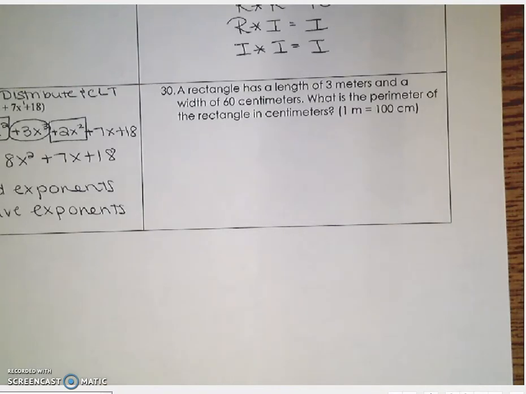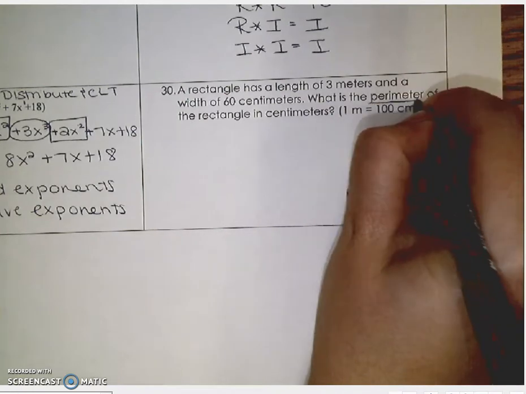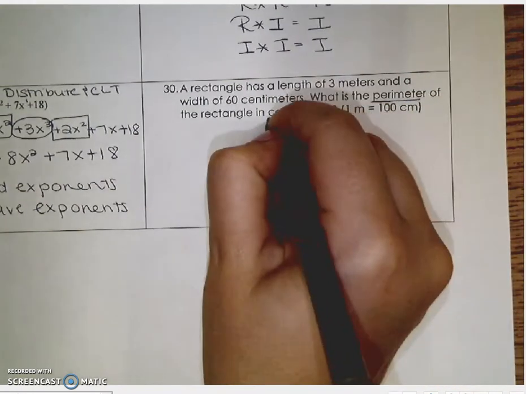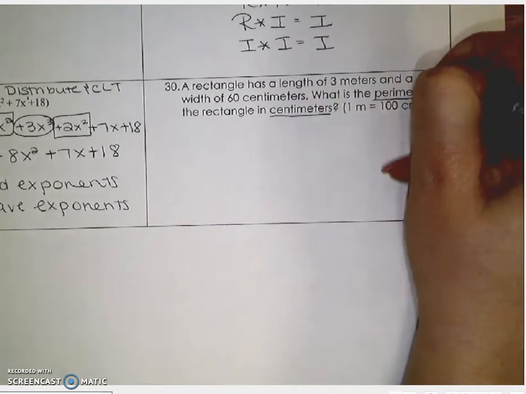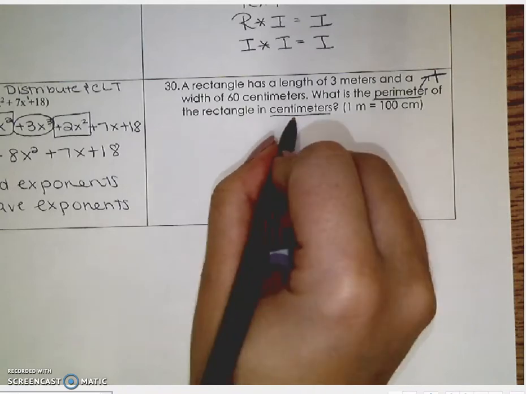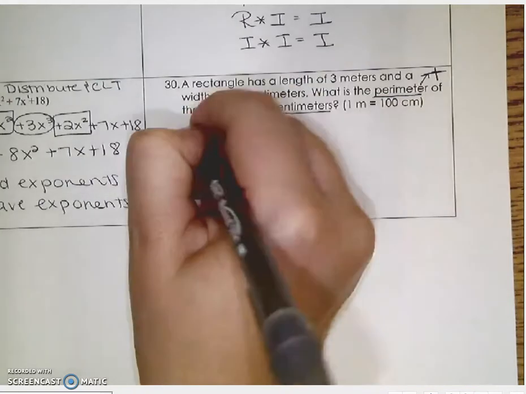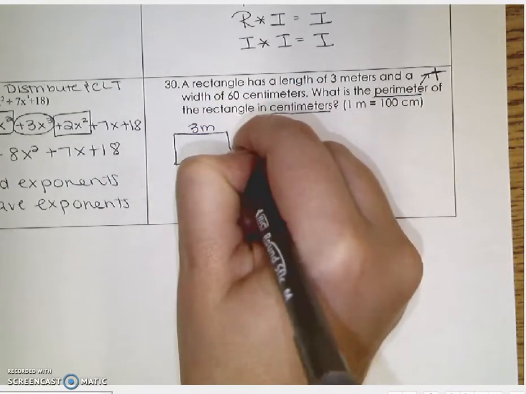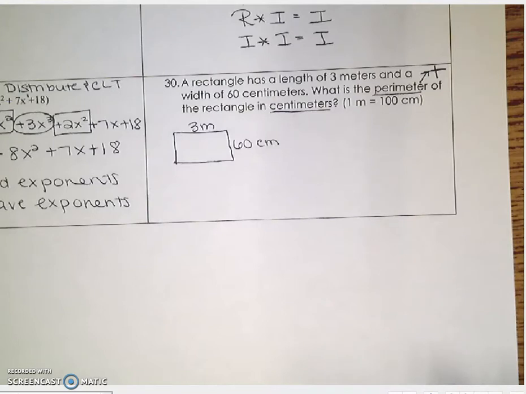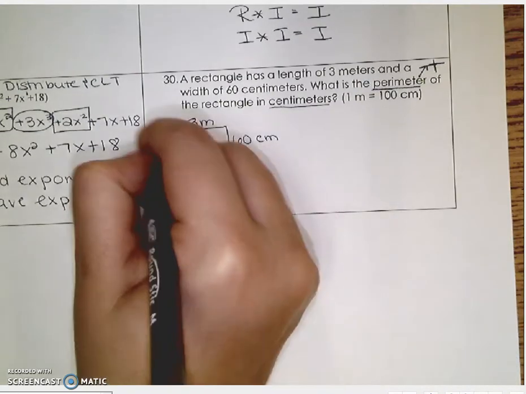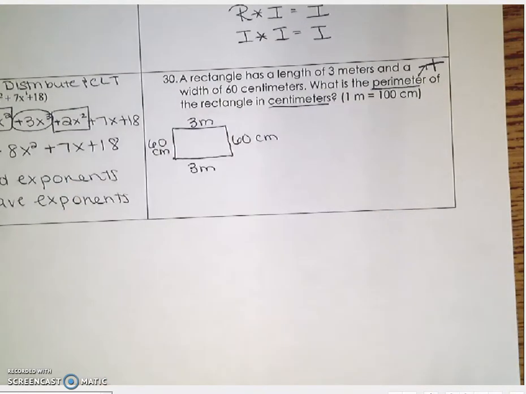Last but not least, number 30 says that a rectangle has a length of 3 meters and a width of 60 centimeters. What is the perimeter of the rectangle in centimeters? So when I think perimeter, I'm thinking of adding, and I need to figure out what it is in centimeters. So I'm going to draw a picture. It has a length of 3 meters and a width of 60 centimeters. So this side would also be 3 meters and this side would also be 60 centimeters.